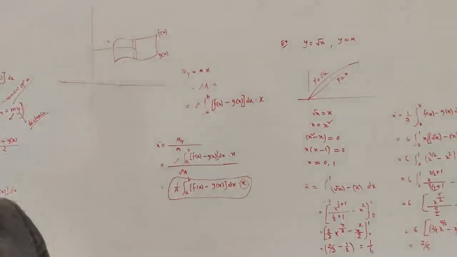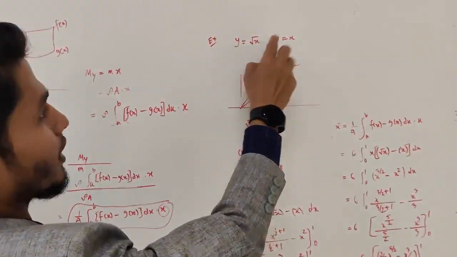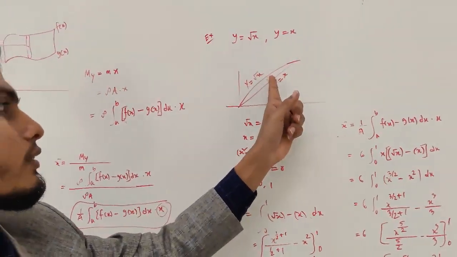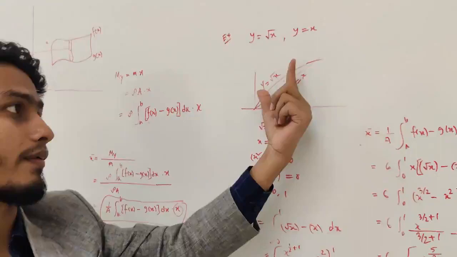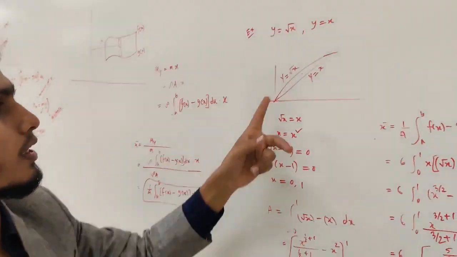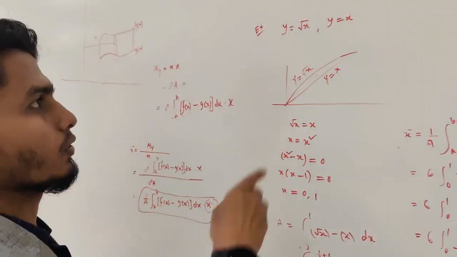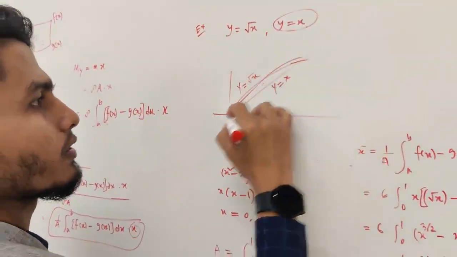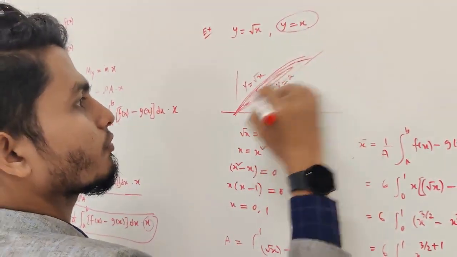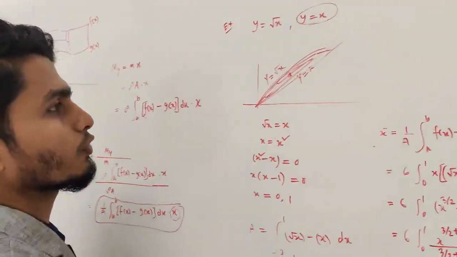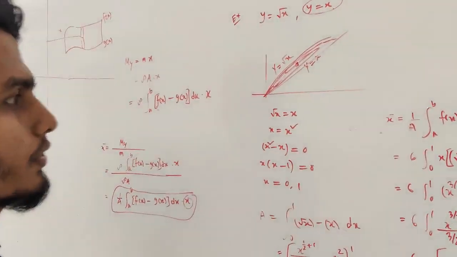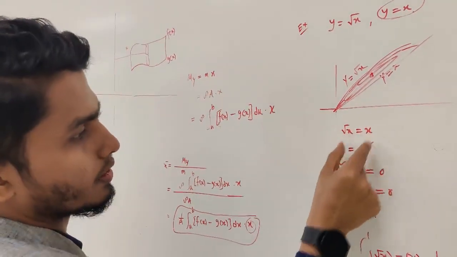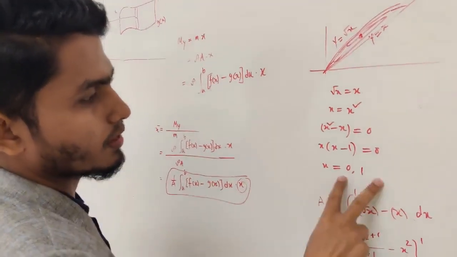So let's consider one example. In this example, you have two equations. You want to find the center of mass, the centroid, from this area. So this equation and this equation, let's sketch the graph. Root x will be this graph, and the straight line will be this one. I will have to find this value and also the center. In this case, we don't know the boundary. Since we want to find the intersection points, substituting here, we can find 0 and 1.